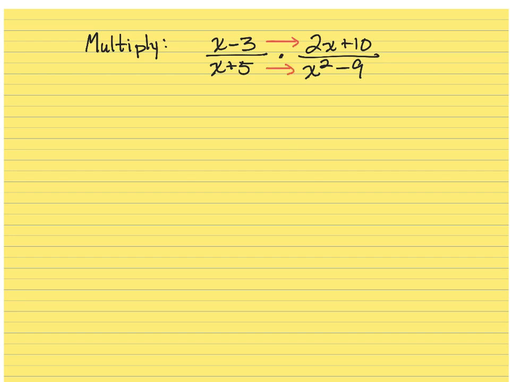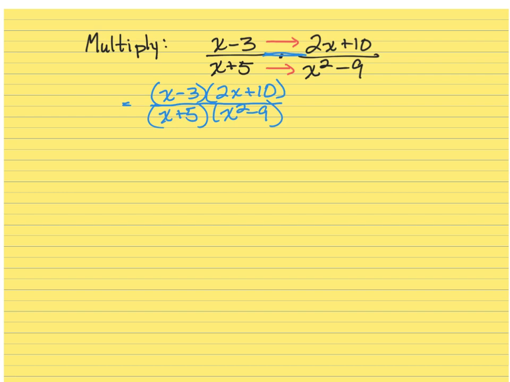So here's how it's going to look. I'm actually going to take x minus 3 times 2x plus 10. That's top times top. And on the bottom, x plus 5 times x squared minus 9. So basically what I did is I just extended that line right there, so that they all became part of the same fraction.